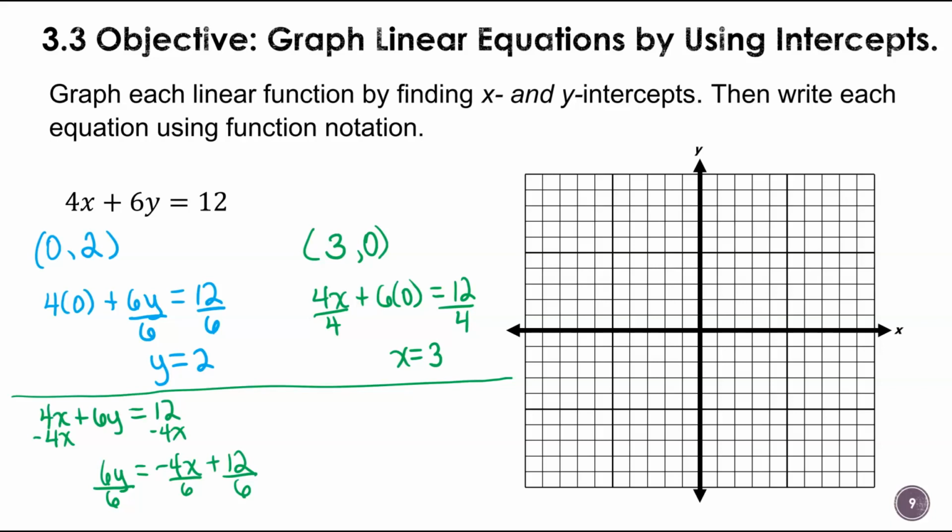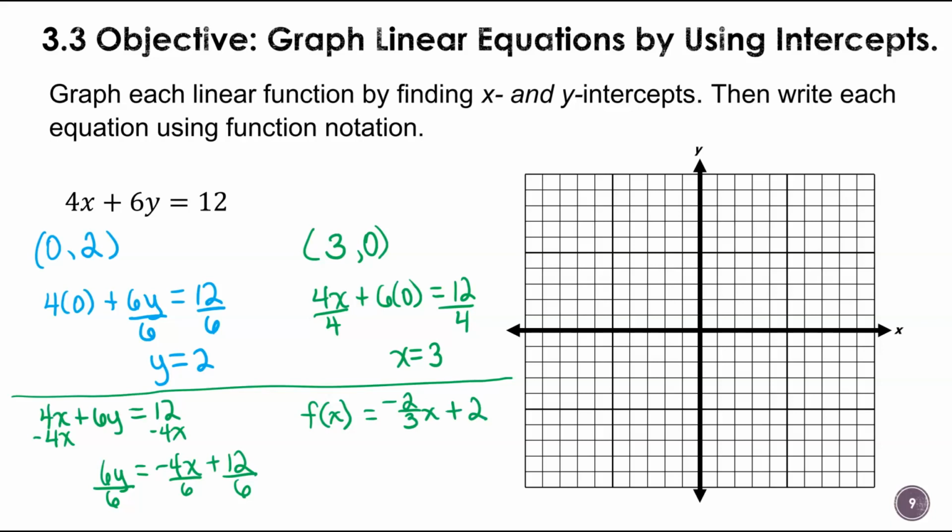Now it's going to be solved for y, so I'm going to write it with the f of x. I'm replacing the y with f of x. I'm also simplifying the fraction negative 4/6, which will be negative 2/3, and then 12 divided by 6 is 2.